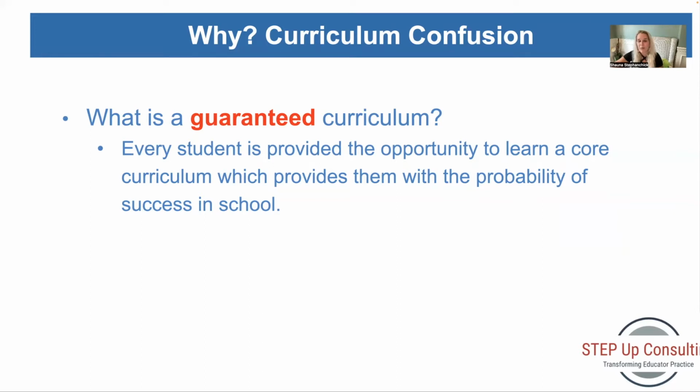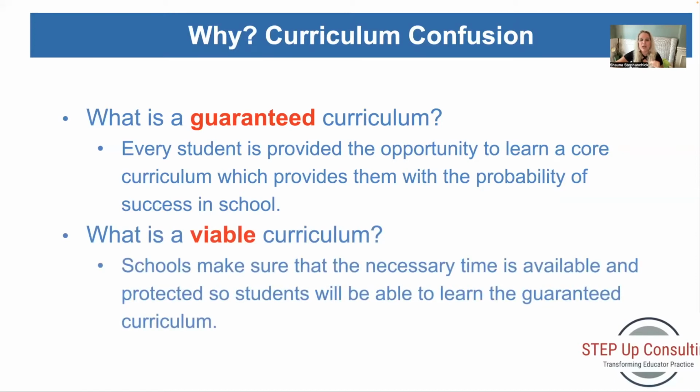That's the guarantee. So if we don't have a full plan, and if you've been relying on a resource rather than being standards focused, that may not be happening, and you may not be offering a guaranteed curriculum. And then he talks about a viable curriculum, and that is to make sure you have the necessary time available to teach those standards. Well, that's why the state went and prioritized those.